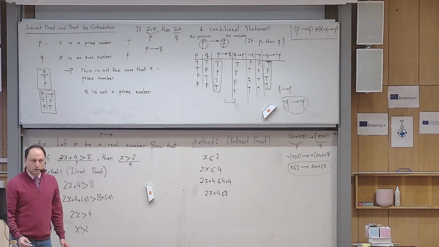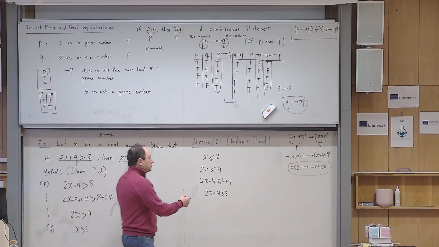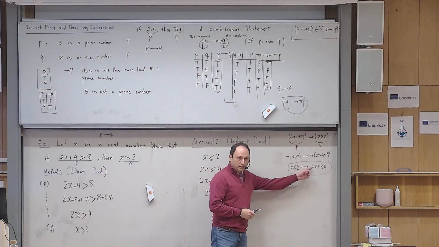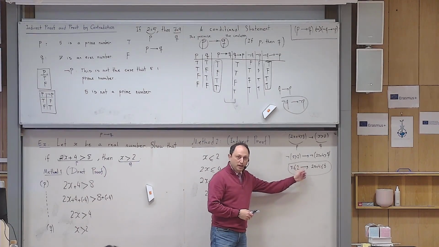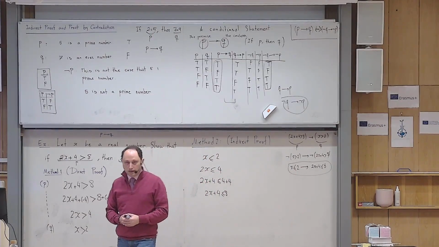Okay? The only thing that I want you to understand is not the algebra. The algebra in both cases is extremely simple. But I want you to understand that if you show the truth of this, it means that you were able to show the truth of that. They are equivalent. Yes? Is that clear?